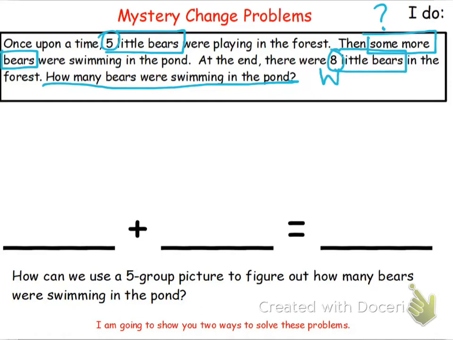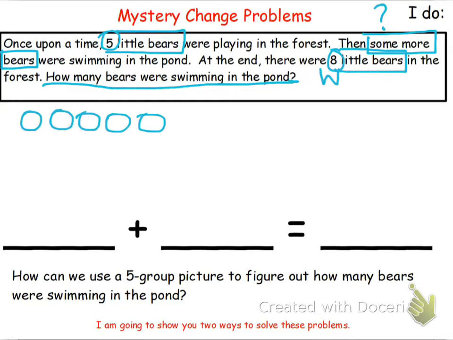So 5 little bears are playing in the forest. So I'm going to draw my 5 little bears playing in the forest. 3, 4, 5. Then some more bears are swimming in the pond. Well, can I draw something here? No, I can't. It says some more. That's our mystery. We do not know how many.